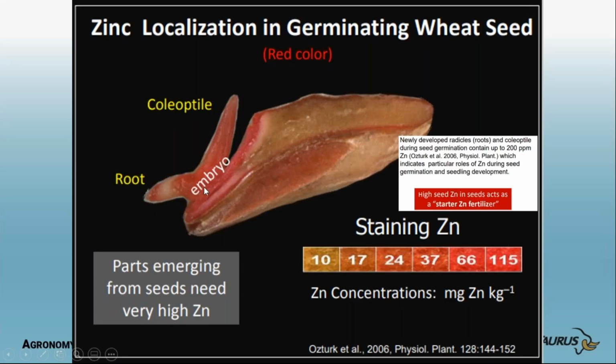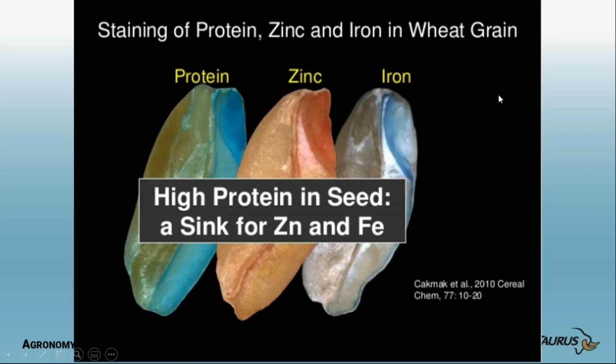And we know here that there's a tremendous amount of zinc required, and we got data from Ontario and so on, that zinc is really key to germination. In fact, in Dr. Cakmak's presentation, high seed zinc acts as a starter zinc fertilizer. Now, Dr. Cakmak did a lot of his work in Turkey, where they've been farming for 3, 4, 5, 6,000 years compared to our 100 years, and they're really deficient.